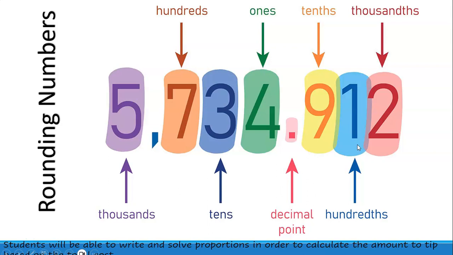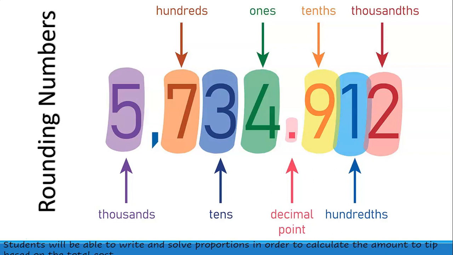So let's just review our place values. 5 is in the thousands place. 7 is in the hundreds place. 3 is in the tens place. 4 is in the ones place. The decimal point, and then after that, our place values end in THS. So we have the tenths, the hundredths, and the thousandths.